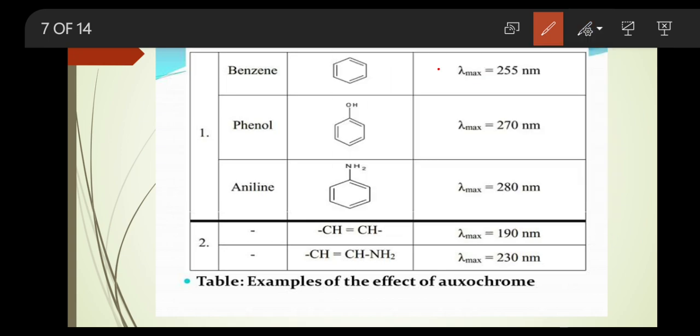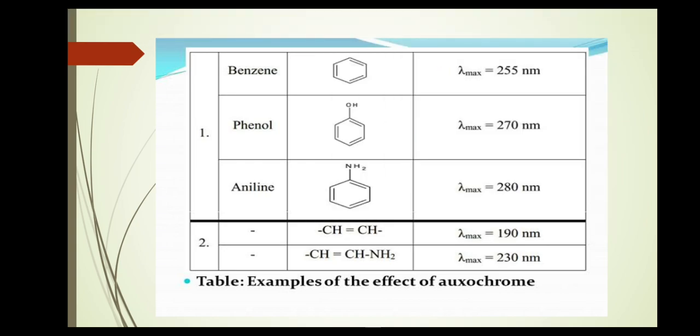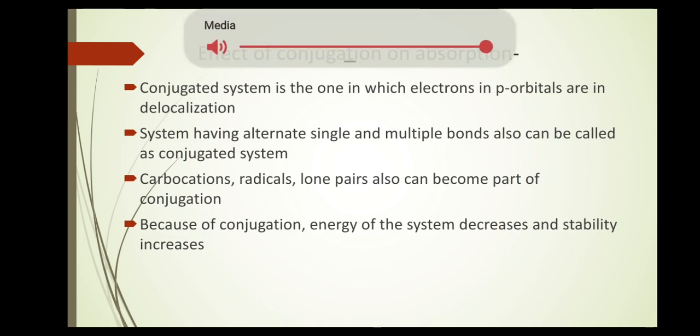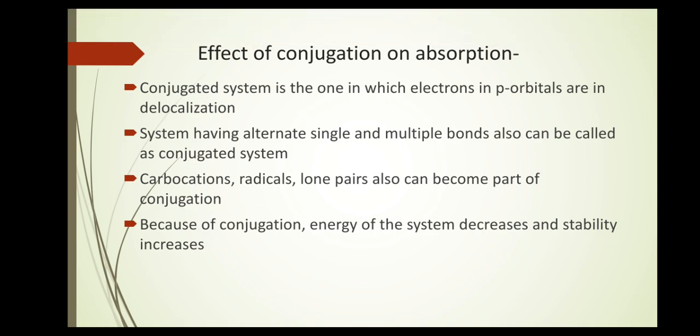Next one, we will go to the effect of conjugation. Conjugated system is the one in which electrons in pi orbitals are in delocalization. Conjugated system means that in that system every carbon will have a p orbital, and the electrons will move around these p orbitals of all the carbons. So that is the conjugated system.